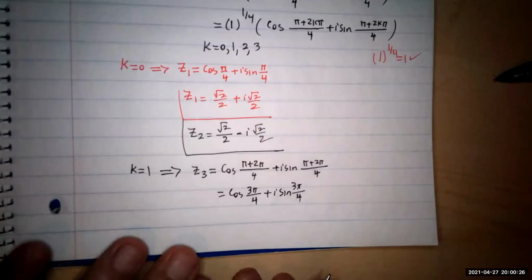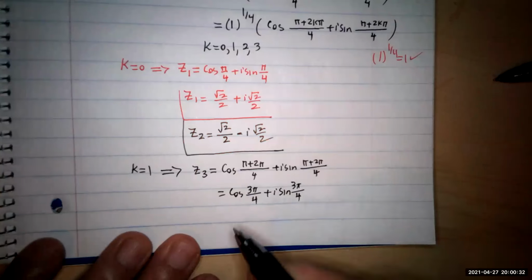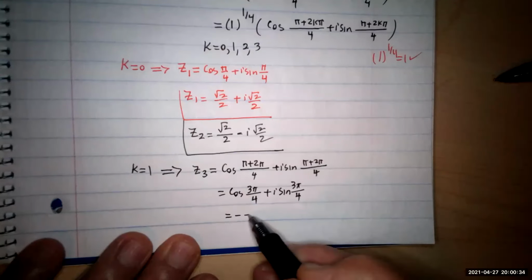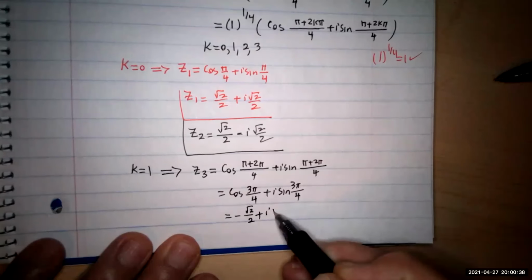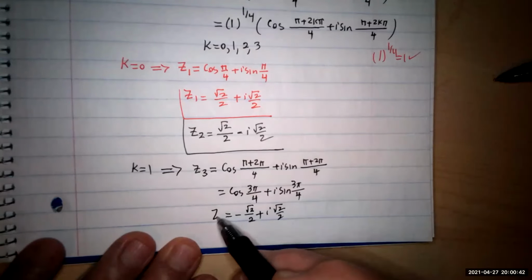3 pi over 4, 135 degrees, in the second quadrant is like the 45, but the cosine is negative. So it's going to be equal to negative radical 2 over 2 plus i radical 2 over 2. So that gives you the third solution.